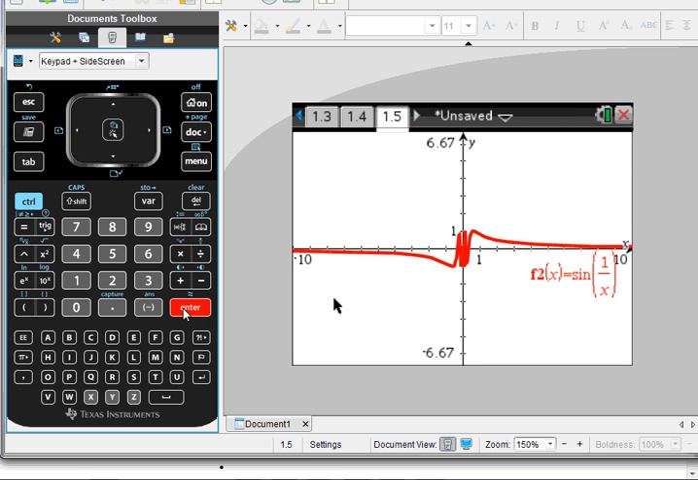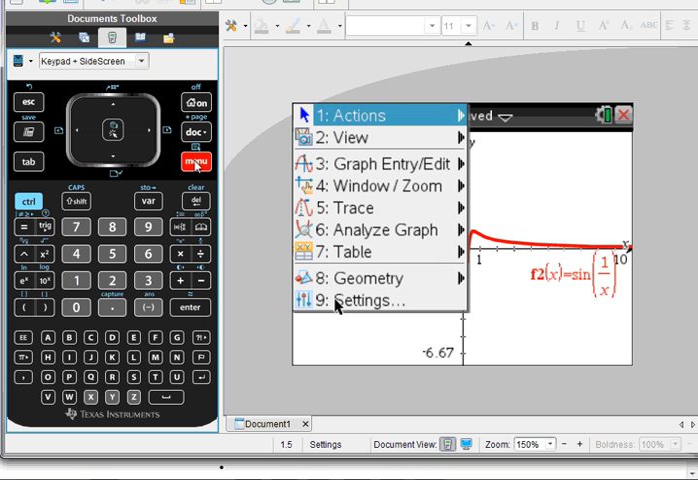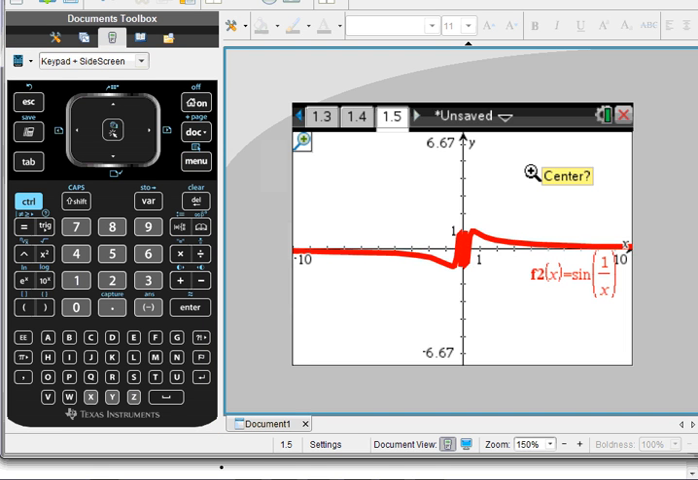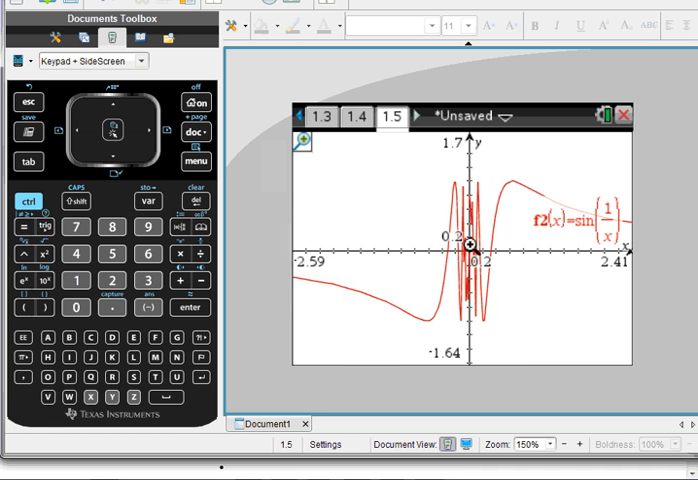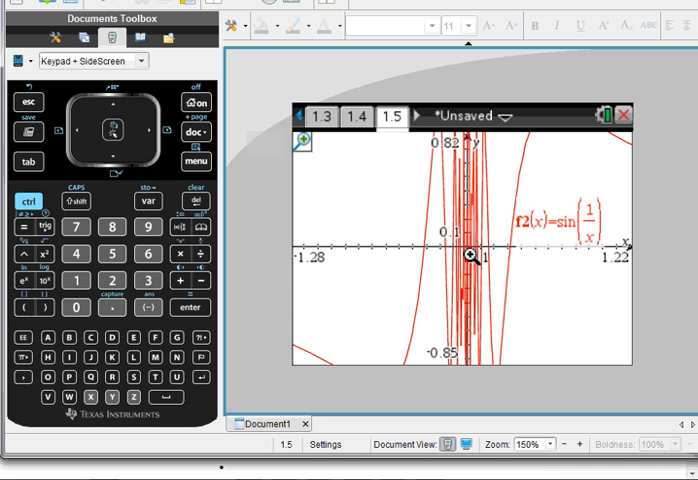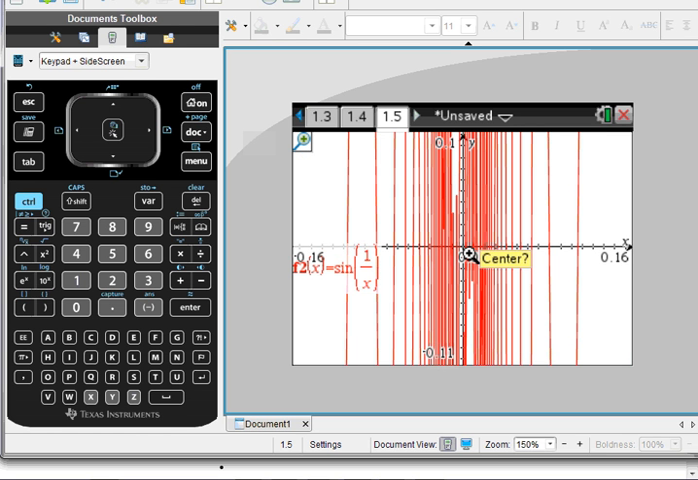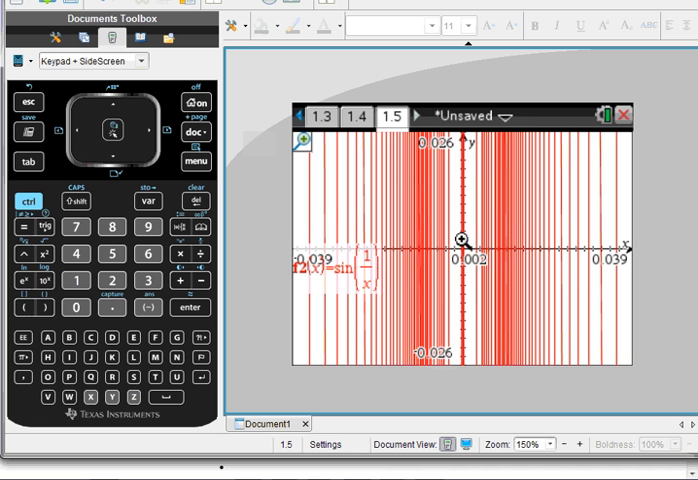Now, what's cool about the Inspire calculator is I want to zoom in on that, and this is so much easier to zoom on. I'm going to zoom in. What value is it going to? We're at 0. I keep zooming in. It's got to go to a single value. It's wiggling like mad, if you think about it. How far can we go until there's no more wiggles? Until it gets solid.